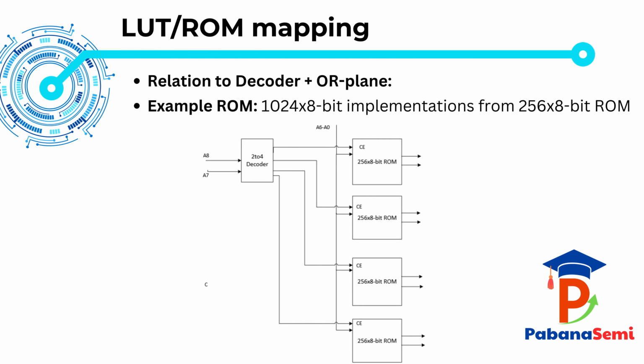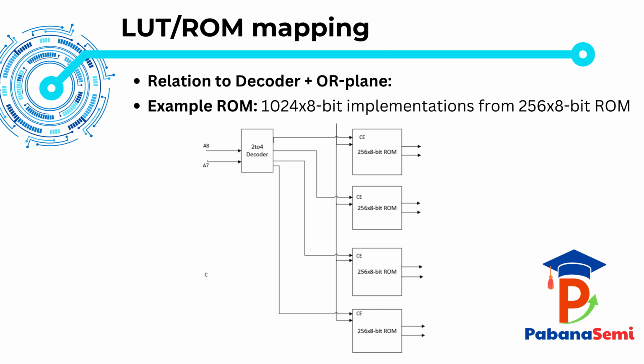Now let's connect LUT or ROM mapping to classical logic design, specifically the decoder plus OR plane structure, also known as a PLA-style implementation. Conceptually, a ROM can be viewed as a decoder that activates exactly one address line, followed by an OR plane that generates the required output bits. When the input address is applied, the decoder selects one word line. The stored bits in that word then directly drive the outputs. So a ROM is essentially a hardware realization of a truth table using a decoder and programmable connections.